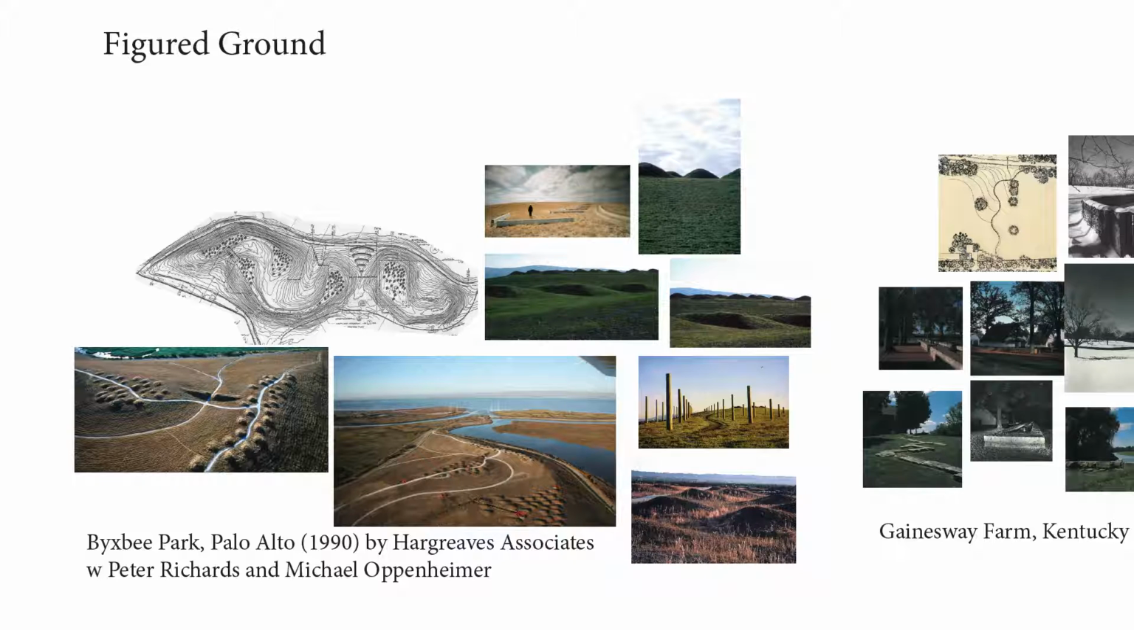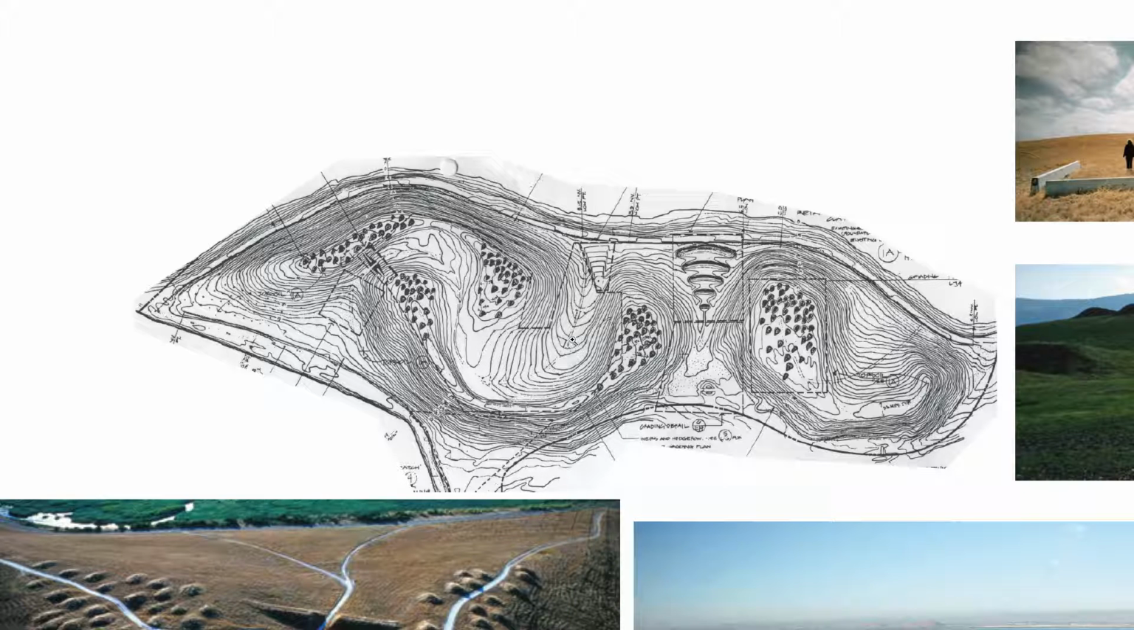This project here is a very famous project by Hargreaves in association with a number of artists, called Bixby Park. And probably this is one of the first projects where landscape architects began collaborating strongly with artists. And so essentially each one of these parts is a different collaborative project with a different conceptual artist.